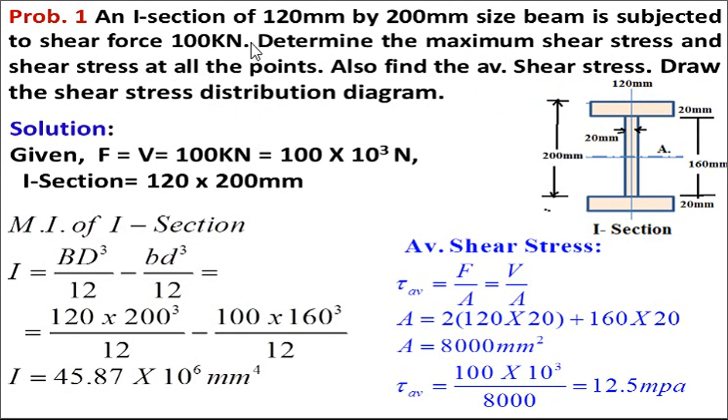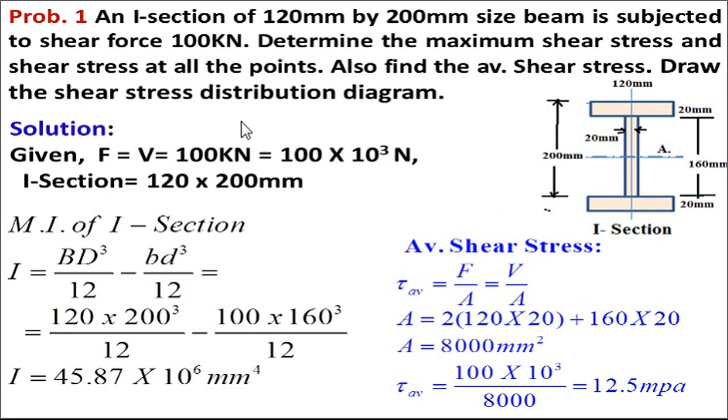Now see this particular problem. Here the I section is mentioned with width 120 mm and depth 200 mm. Whenever dimensions are given in this fashion, 120 by 200, it shows the overall dimensions, meaning the total width of the flange and the total top to bottom depth of the section. So this 200 is from top flange to bottom flange. Here there is one mistake: this horizontal line should not be here, it should be at the bottom. Total 200 is the depth from top to bottom.